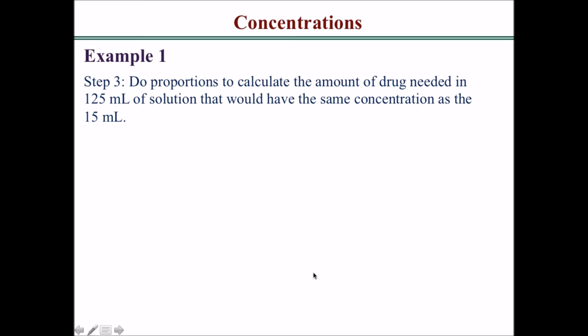For step 3, you want to do proportions to calculate the amount of drug needed in 125 milliliters of solution that would have the same concentration as the 15 milliliters. We found the concentration of 5 grams over 15 milliliters. You want to solve for x over 125 milliliters, and you get 41.67 grams. That concentration can also be expressed as 5 grams per 15 milliliters.